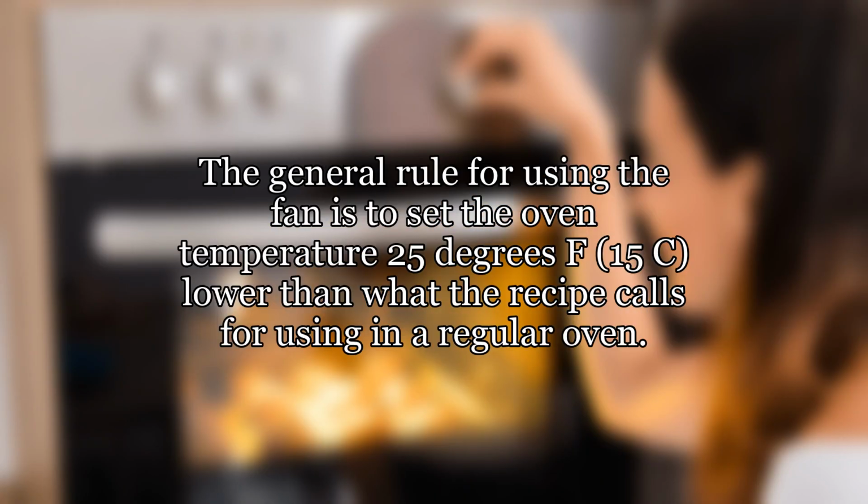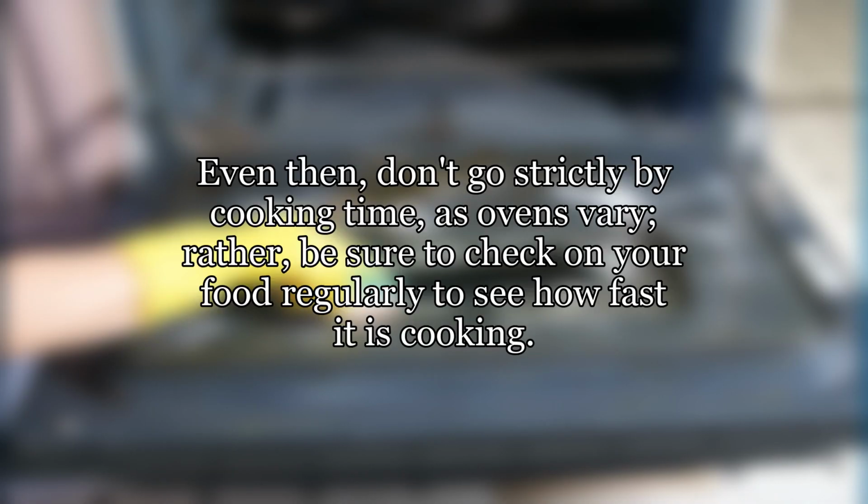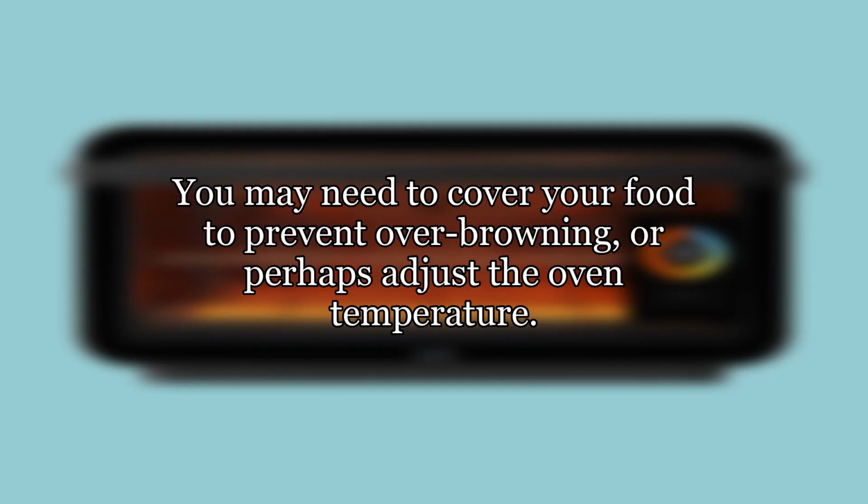The general rule for using the fan is to set the oven temperature 25 degrees Fahrenheit (15 C) lower than what the recipe calls for using in a regular oven. Even then, don't go strictly by cooking time, as ovens vary. Rather, be sure to check on your food regularly to see how fast it is cooking. You may need to cover your food to prevent over-browning, or perhaps adjust the oven temperature.